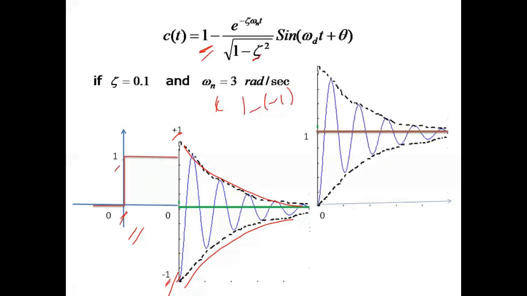So now the c(t) function can lie between these envelopes, 1 plus e to the power minus zeta omega n t divided by square root of 1 minus zeta square, and 1 minus e to the power minus zeta omega n t divided by square root of 1 minus zeta square. And this envelope will guide the function. So the output response looks the same in pattern, guided by the upper bound and lower bound.